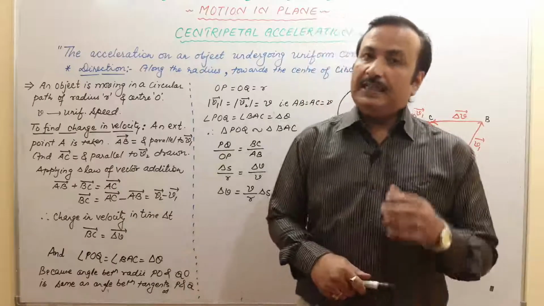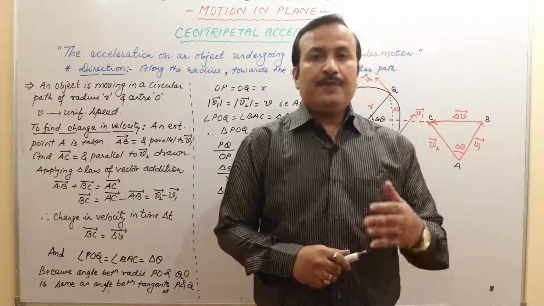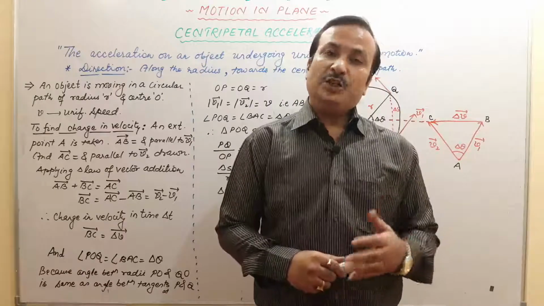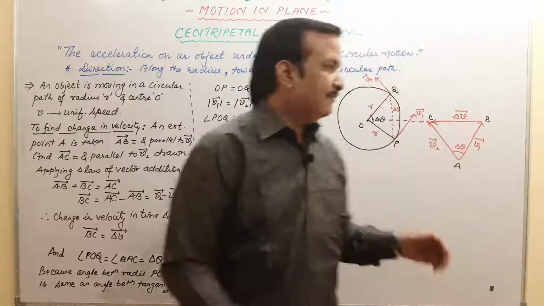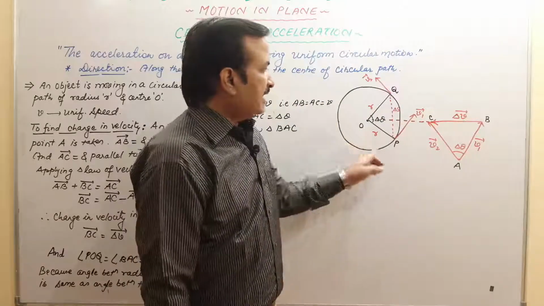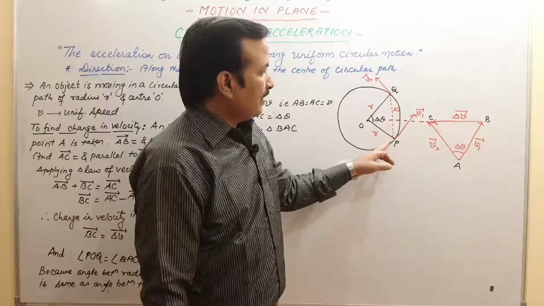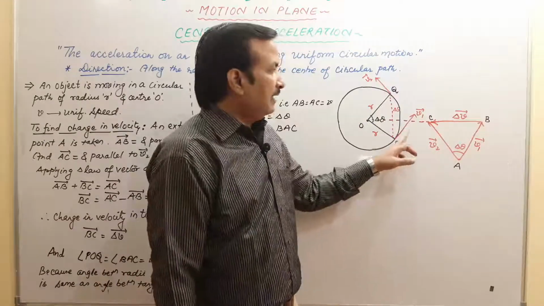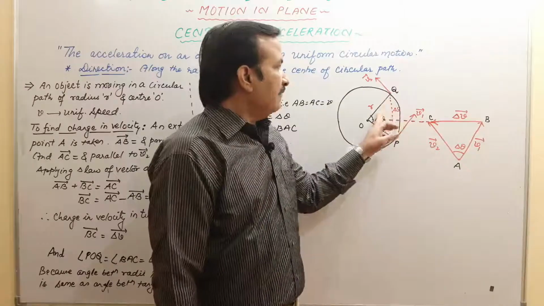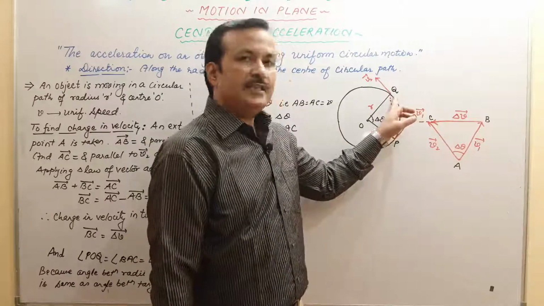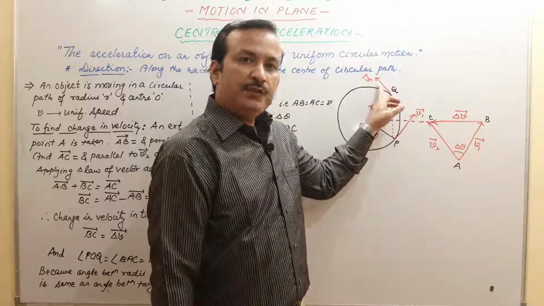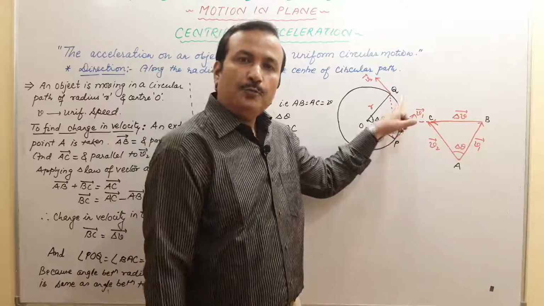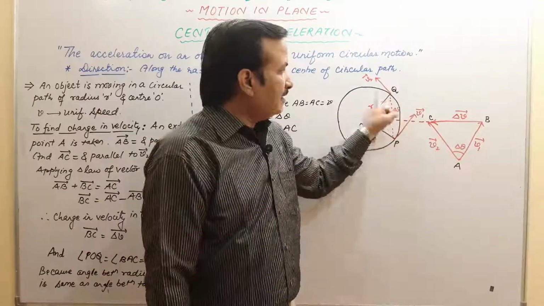So the question comes: define centripetal acceleration, derive the expression for it, and hence mention its direction. Now you see, I have taken the diagram. There is a circle of radius r, center O. At any time the object is at point P having velocity v1. After some time del t it reaches point Q with velocity v2. You know the direction of velocity is given by the tangent at those points. Okay, so we have made the tangents.